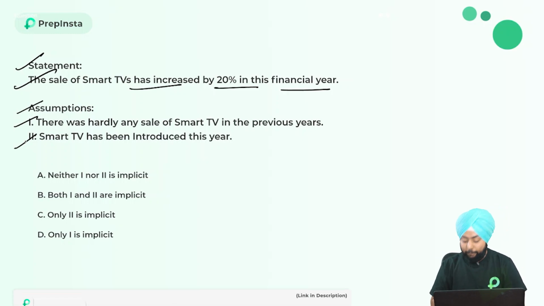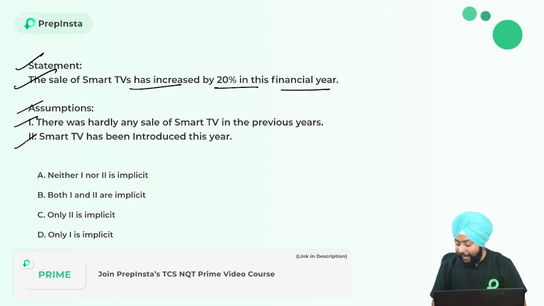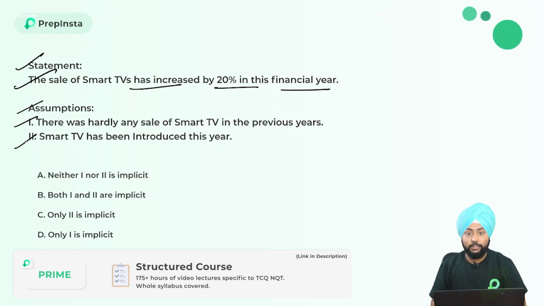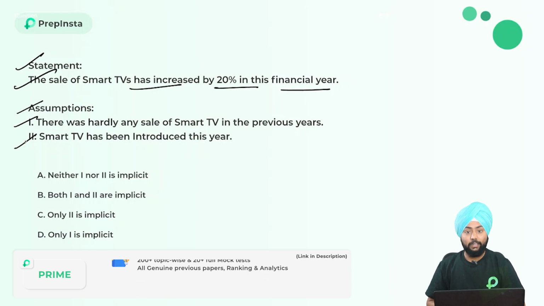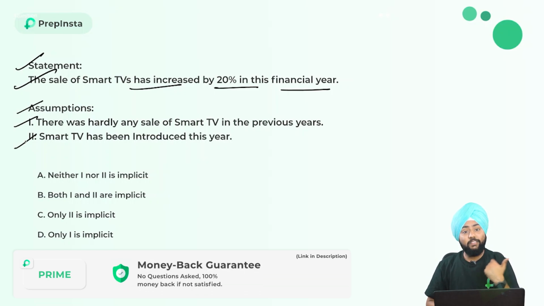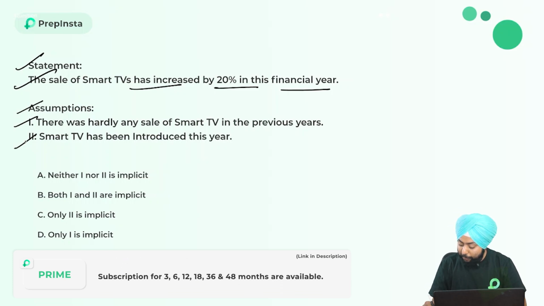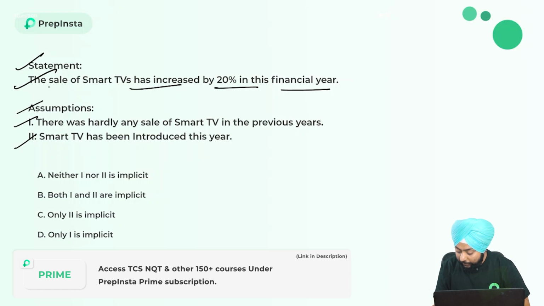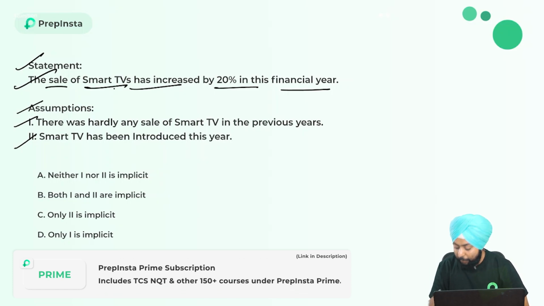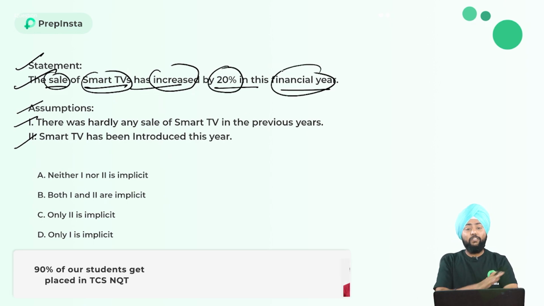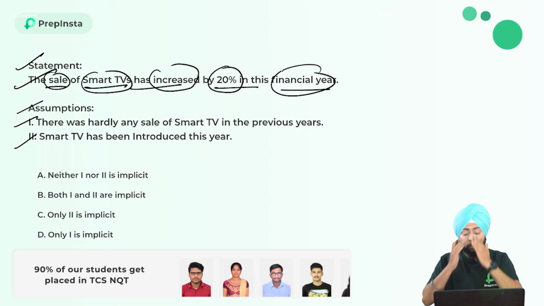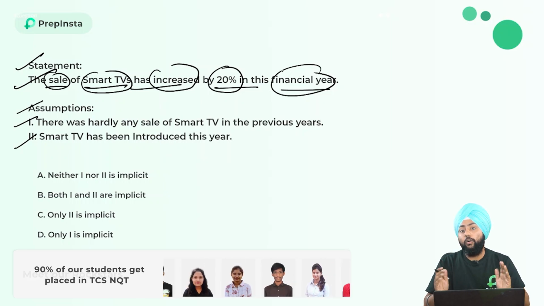So, okay, let's see. The sale of smart TV has increased by 20% in this financial year. The statement has given me only this data. Let me highlight the information they have given: sale of smart TV increased by 20% this financial year. Besides this, they have not given any further information, so I don't have to assume any other information on my own.